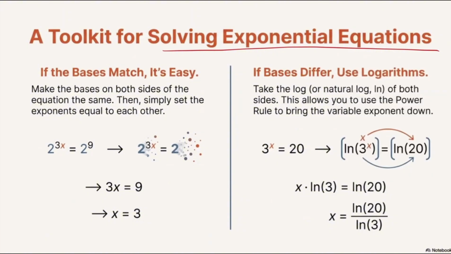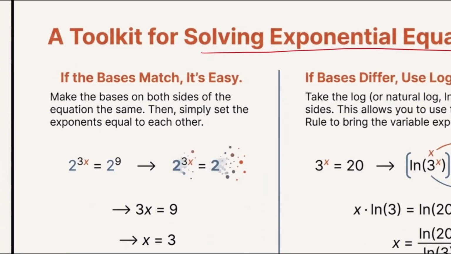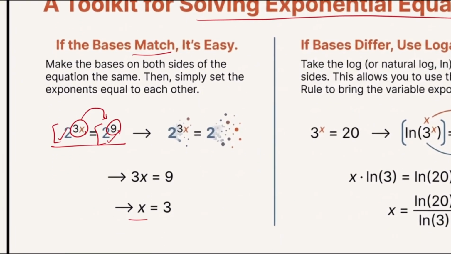The very first case is when the bases match. We love this kind of question. I have an equation like this: 2 to the power 3x is equal to 2 to the power 9. It is simple. I know 2 and 2 are equal, so the only thing that should be equal is the power itself. 3x is equal to 9, and after that, x is equal to 3.